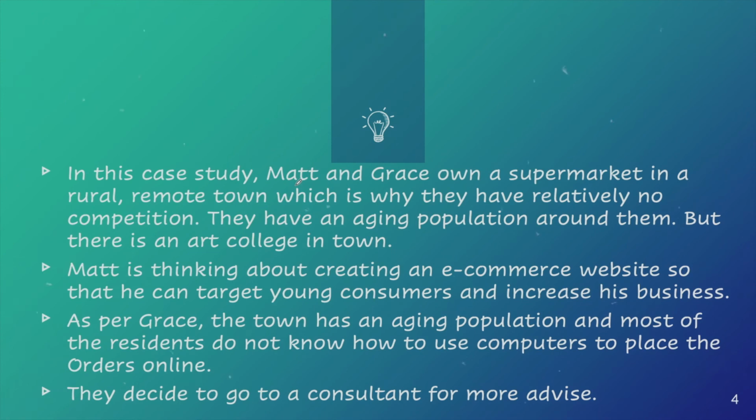In this case, Matt and Grace are co-owners of a supermarket in a relatively remote town, and they have no competition, and they have an aging population around them. But there is an art college in town, which means they have some younger population as well, but not that much. What we learn is Matt is thinking about creating an e-commerce website so that he can target young consumers and increase his business. As per Grace, the town has an aging population and most of the residents do not know how to use computers to place orders online. They decide to go to a consultant for more advice, right?